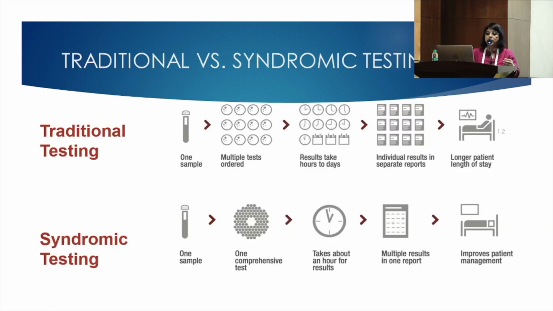Now, this is the traditional testing which we're using, and now we're going towards syndromic testing. So with traditional testing, one sample, multiple tests, multiple results, and then interpreting, so a longer length of stay of the patient. And with syndromic testing, you take a sample, you get multiple results, and one report improves the patient management.